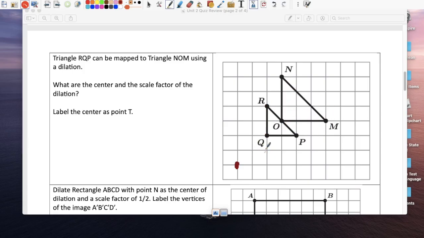Okay, so let's figure out how do we go to Q. To go to Q from our center of dilation, I would go 2 to the right and 2 up. So to go to Q, go 2 right and then 2 up. So point Q now after dilation is point M. And to go to point M, we're going to go 3 to the right and 3 up. So to go to point M, it's 3 to the right and 3 up.